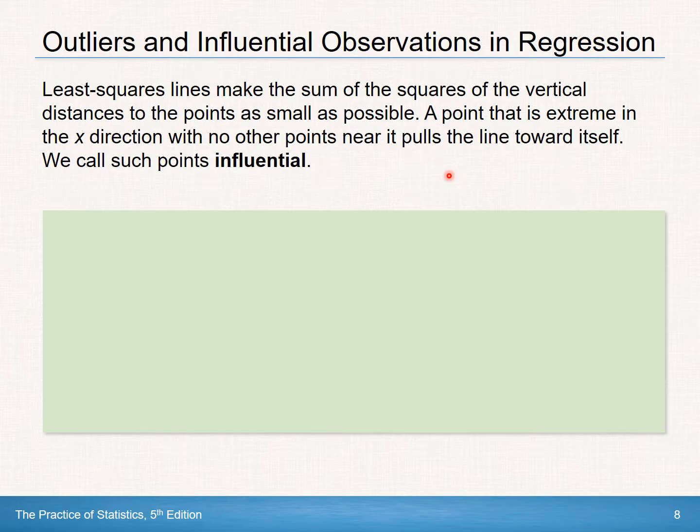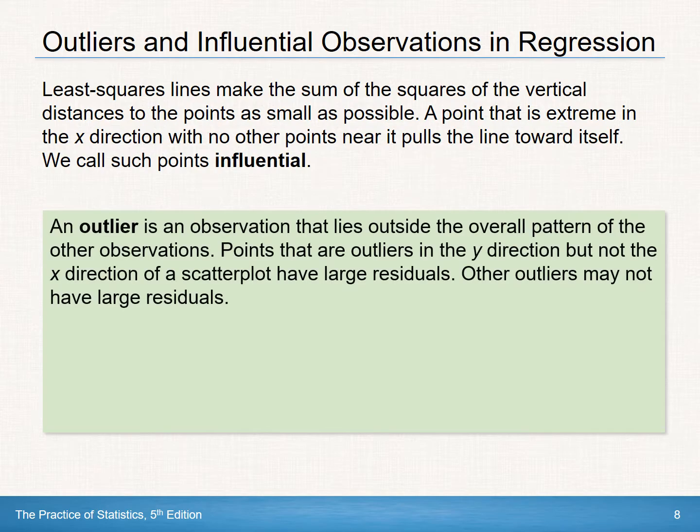Least squares regression lines make the sum of the squares of the vertical distances to the points as small as possible. A point that is extreme in the x direction with no other points near it pulls the line toward itself. We call such points influential.